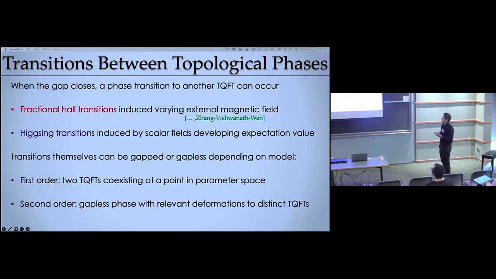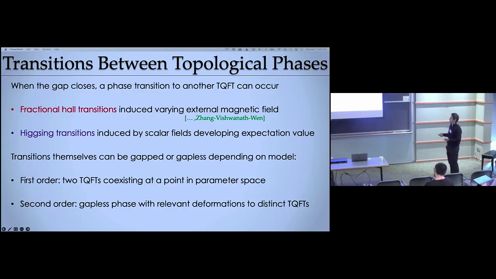So this talk will be mostly about transitions between topological phases in 2+1D. When the gap closes, a transition can occur. And there are broadly speaking two classes of transitions, and they're not always distinct, but I'll just highlight them here. There are fractional Hall transitions, which you could get by varying the external magnetic field in your problem. There's a zillion papers on this, but I'd like to highlight this paper in particular, which has a lot of technical overlap and crosstalk with our work. So we'll come back to that at the end.